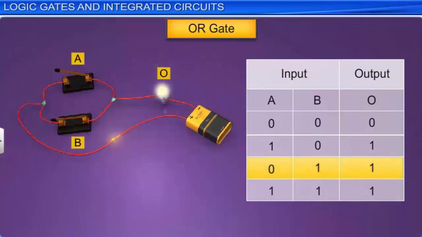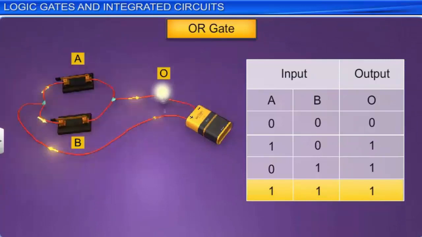When both switches A and B are closed, both the inputs A and B are 1. The bulb in this case yet again turns on. Hence, the output is again 1. The symbol and the truth table of an OR gate are shown here. The output of the OR gate is 1 when either input A or input B or both are 1.